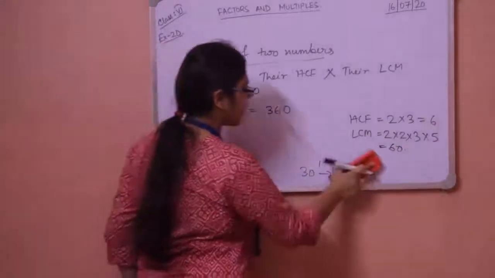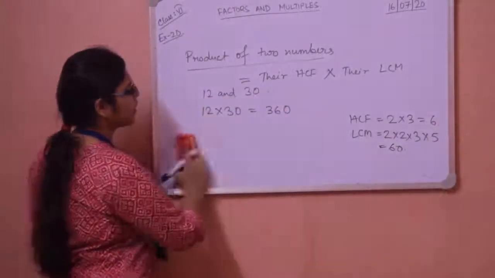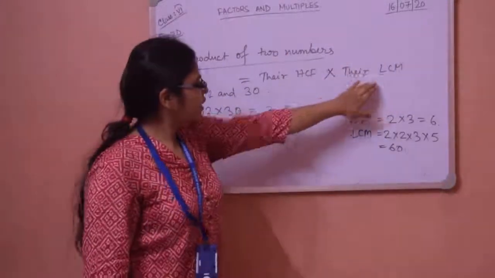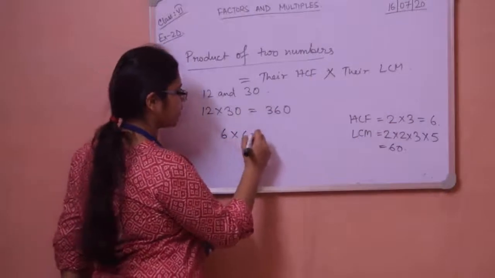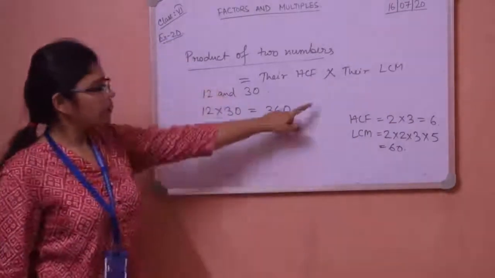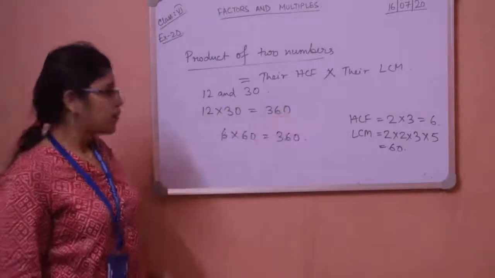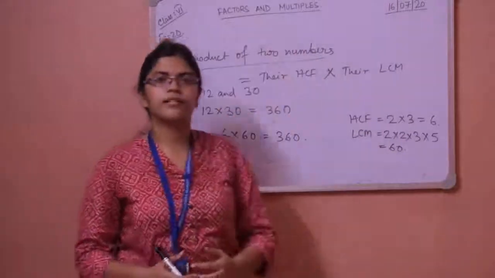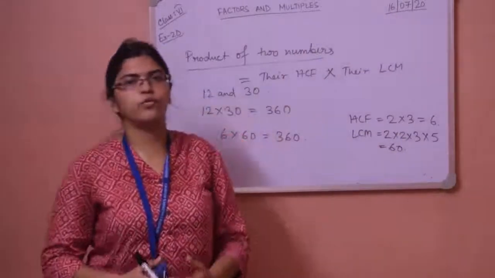So now if I multiply the HCF and LCM as given in this concept, multiplying them gives me 6 into 60, that is 360. So both are same. So this proves that the product of two numbers is equals to their HCF into LCM.